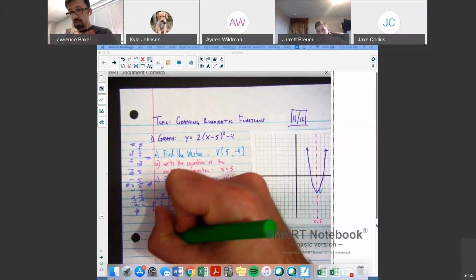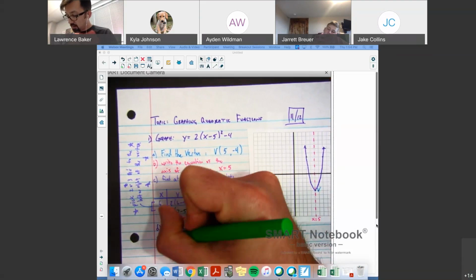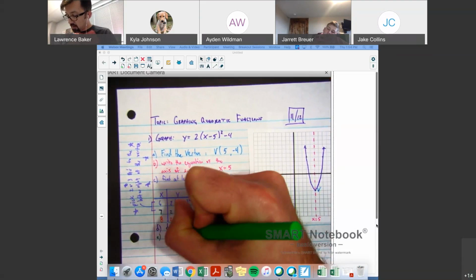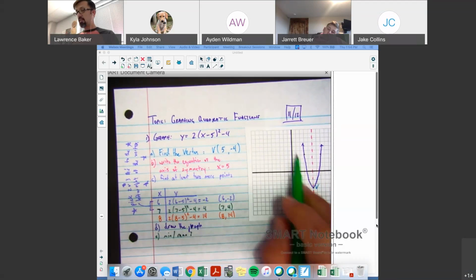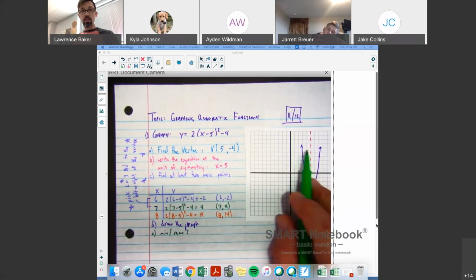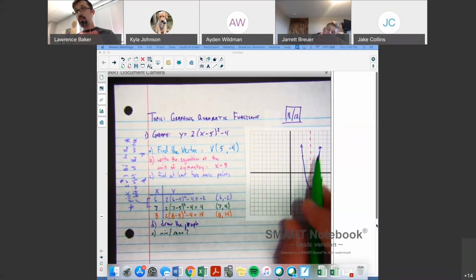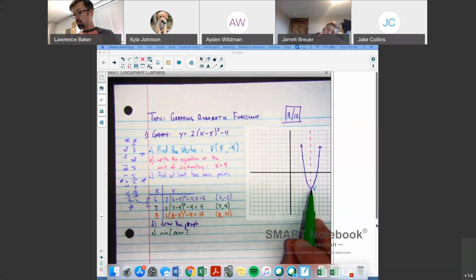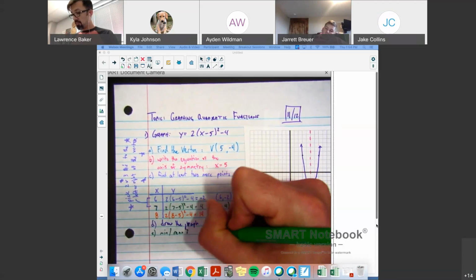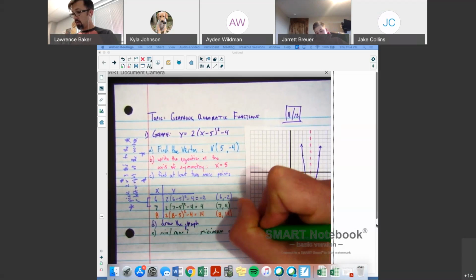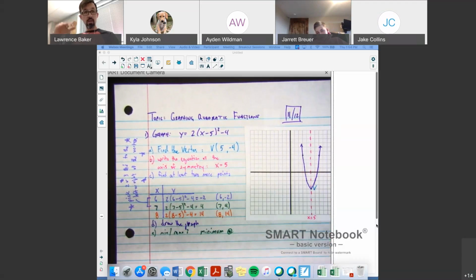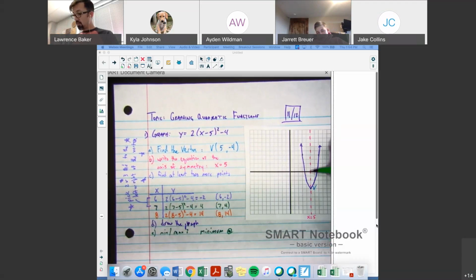Next thing, we're going to find the min or max. Does this function have a minimum or a maximum? Let's look at that. It does not have a top because it goes up forever, but it does have a bottom. So that means it has a minimum. And what's that minimum? We're talking about the y value there. So what is that lowest point? And that's at -4.